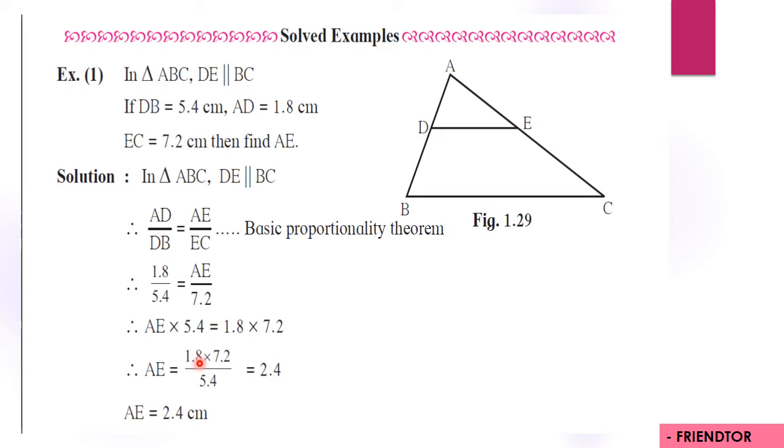If you see 18 and 54, ignoring the decimal point, 18 3s are 54. So if I cancel this, here I'll get 1 and here I should get 0.3. And 0.72 upon 0.3 is 2.4. You can do that calculation as per your convenience. It's very simple. You're in 10th and you're supposed to know all this. The important part is which theorem you apply, and in the reason you have to mention the name of the theorem, otherwise you lose marks. If you don't mention it, it's not worth solving. So AE is 2.4 cm. Simple. Now let's move on to the next example.